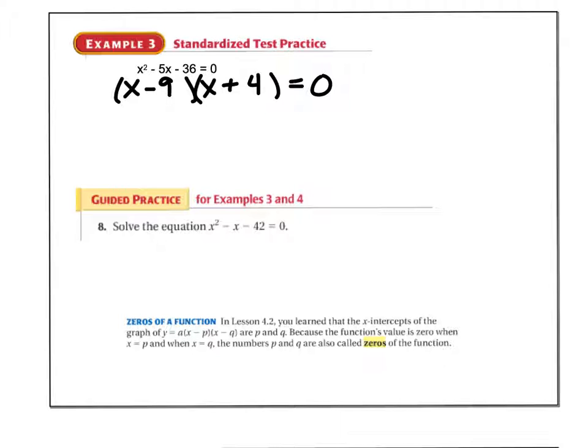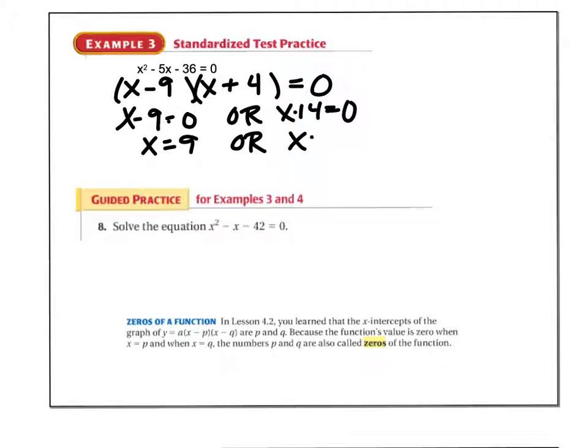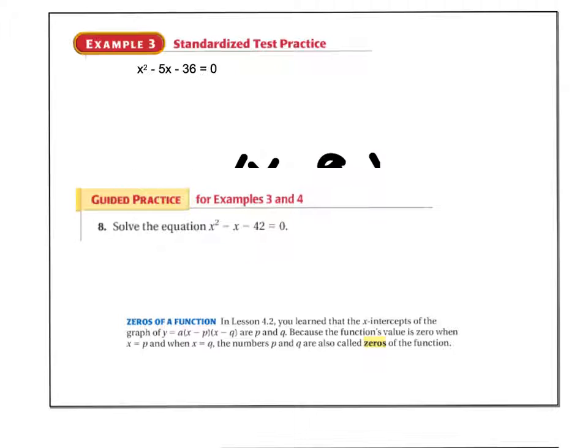So there are my two factors that now equal 0. And we can solve them or find the roots by setting each one of these factors equal to 0, because one of them had to be 0. How many times can I say that to you? I don't know. So now I'm going to add 9 to both sides and see that x had to equal 9 or x had to equal a negative 4. These are my roots or solutions to that quadratic, meaning what values x could be.